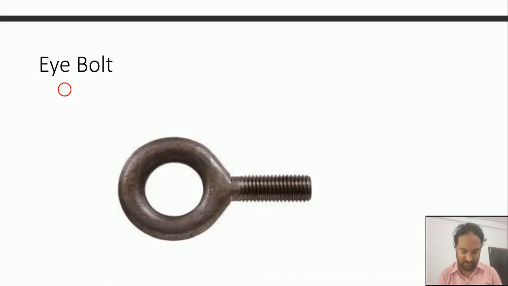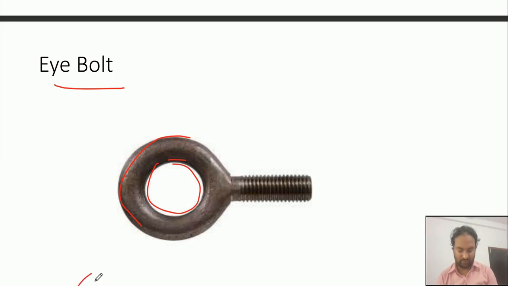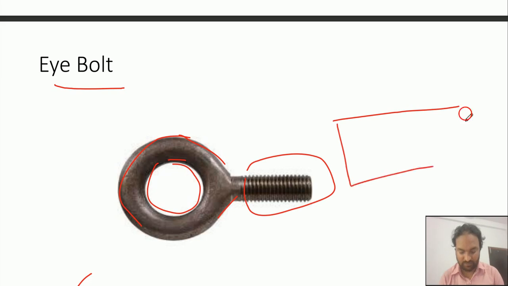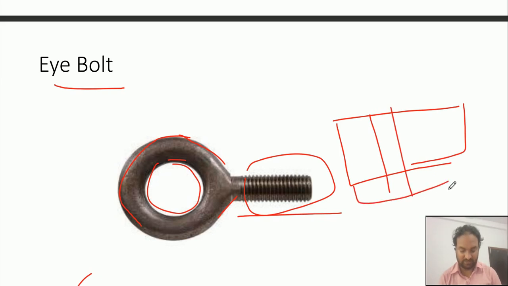Eye bolt, as you see, this shape looks like an eye. So this is called an eye bolt, and it is made by forging the metal, and threads are cut this way. Again, how it is used: it will have sufficient length, and it will be inserted in the part, and with the help of the eye it can lock part 1 and part 2.